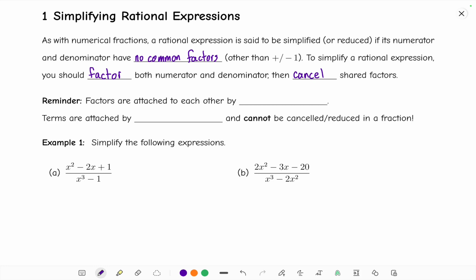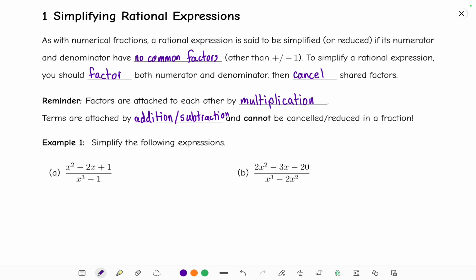Reminder, factors are attached to each other by multiplication. Terms are attached by addition or subtraction, and cannot be canceled or reduced in a fraction.